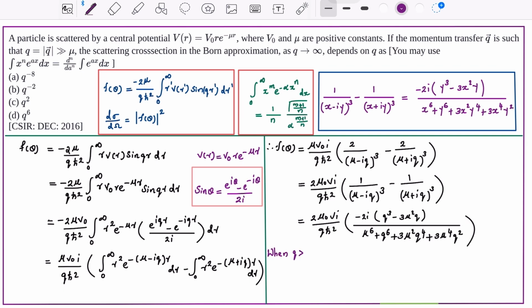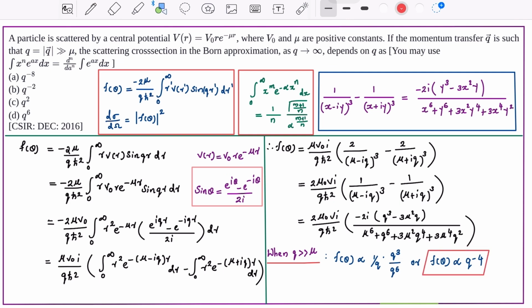Now in the question, we have to find out what happens when q is much greater than mu. When q is very much greater than mu, our scattering amplitude f of theta is proportional to 1 by q times q cube divided by q raised to 6. All other terms will vanish because q is much greater than mu. Or we can say the scattering amplitude f of theta is proportional to q raised to minus 4.